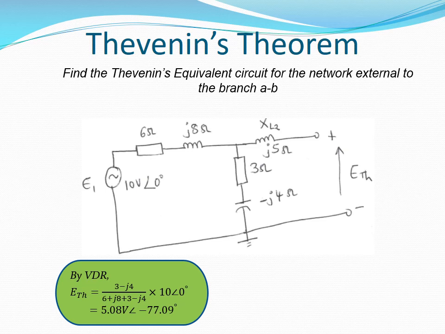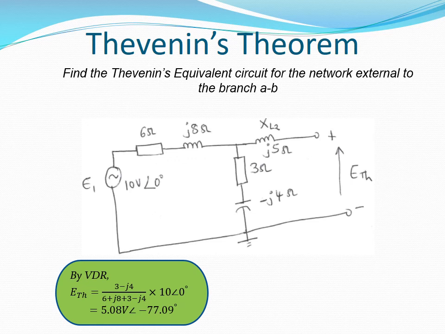Effectively, this is a series circuit made up of the impedances 6 ohm resistance, 8 ohm inductance, 3 ohm resistance, and 4 ohm capacitance. The Thevenin's voltage is equivalent to the voltage that appears across the branch that contains 3 ohm resistance and 4 ohm capacitance. We can use the voltage divider rule to calculate the voltage. It works out as 5.08 volts at minus 77.09 degrees.